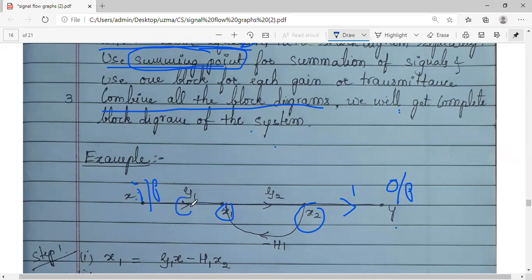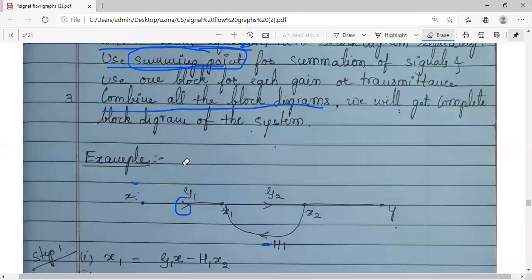For this first branch, the gain value is G1. For the second branch, the gain value is G2. There is a feedback loop also, and here a negative sign is there indicating you have a negative feedback. So what is the first step? We have to write the equation for each node.